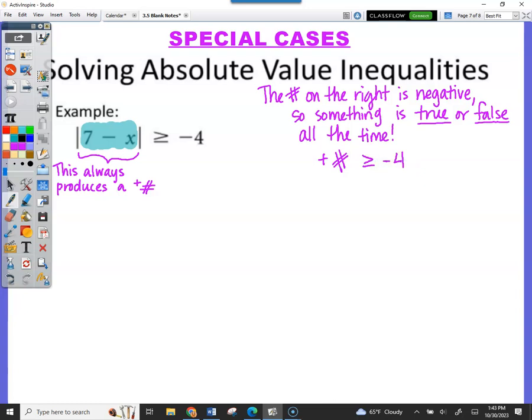True or false? Positive number is greater than or equal to negative 4. True in every sense of the word. Which is exactly why this is going to be an example of infinitely many solutions. Now, let me show you the math behind it, though. That was a lot to take in. This was us reading it as a blurred absolute value expression greater than or equal to a negative number. Well, that will always be the case because that only produces positive numbers.